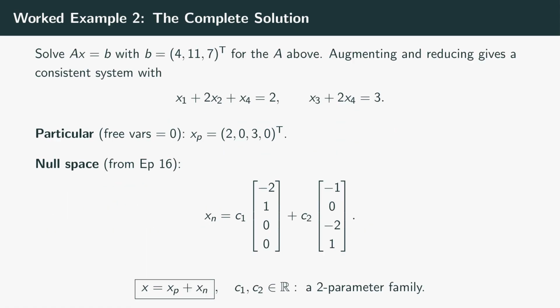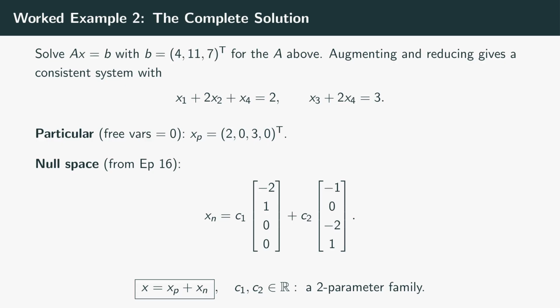Now let's actually solve a consistent system with this matrix. Take b to be the vector 4, 11, 7. Augment A with b and reduce. The system turns out to be consistent, leaving the equations x1 plus 2x2 plus x4 equals 2, and x3 plus 2x4 equals 3. To get one particular solution, set the free variables x2 and x4 to 0. Then x1 is 2 and x3 is 3, giving the particular solution 2, 0, 3, 0.